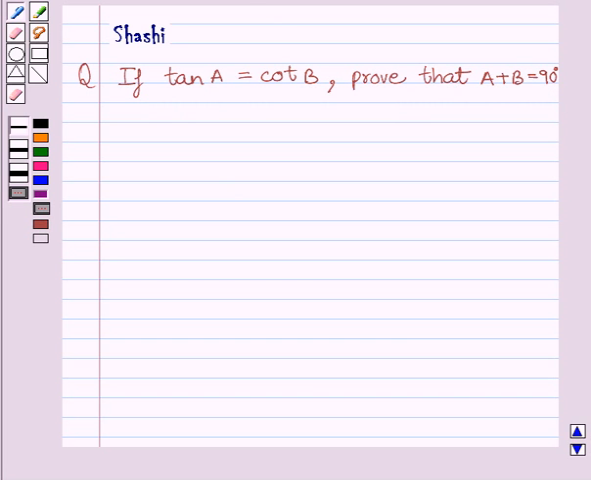First of all, let us understand that if theta is any acute angle of a right triangle, then tan(90 minus theta) is equal to cot theta. This is the key idea to solve the given question. Let us now start the solution.